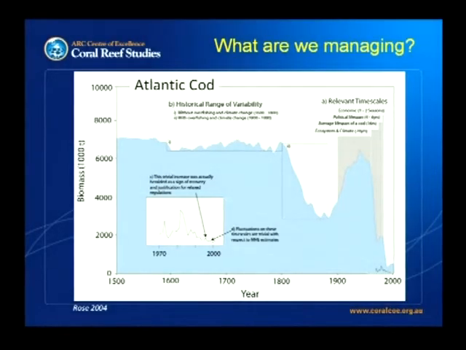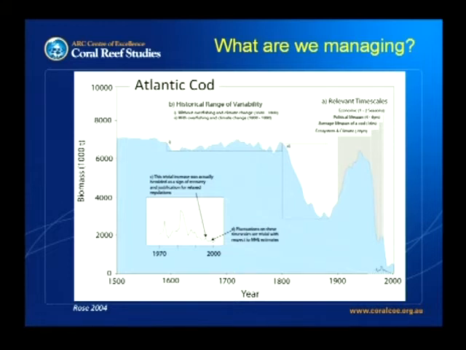Another quick example is the Atlantic cod. The historical range of variability shows incredible amounts of biomass, 6,000-8,000 tons times 1,000. And you come down to the 1970s to the year 2000, and you're basically just looking at small blips in an otherwise functionally extinct fishery.